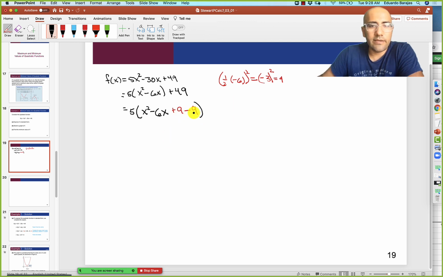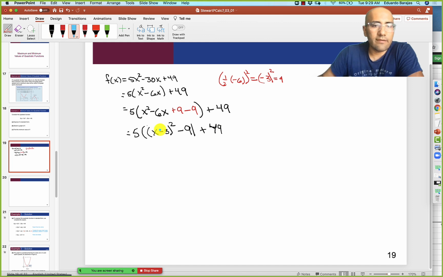All right, so plus 9 minus 9, right? And then plus 49 still out here. Now we know that the first three are a perfect square trinomial. It's going to give us an (x minus 3) squared. Still a minus 9. There's still a 5 out here, and there's still a plus 49 out here.